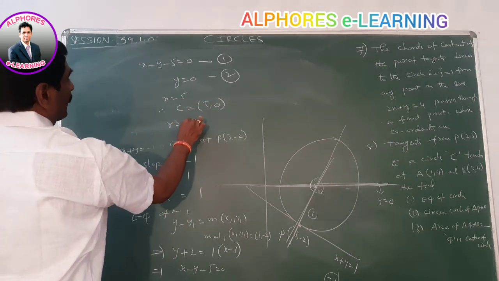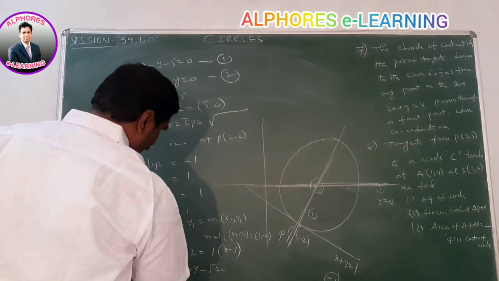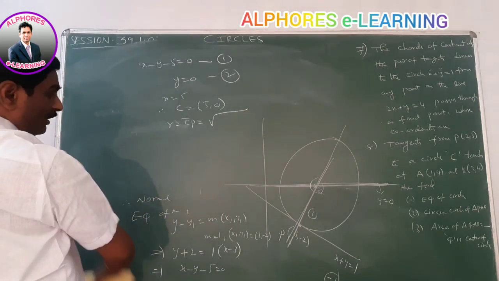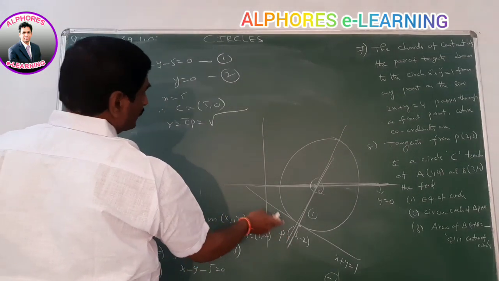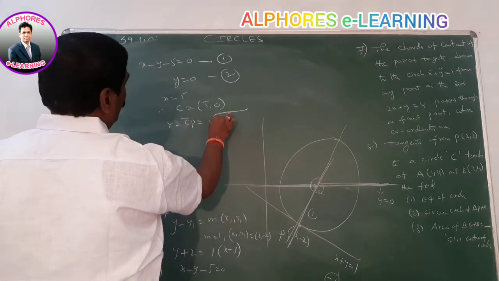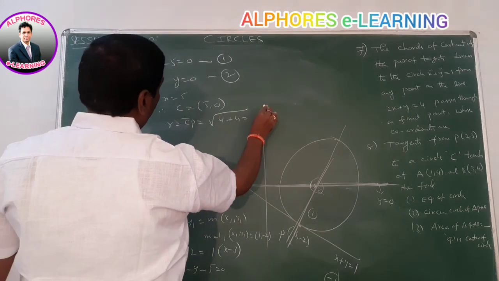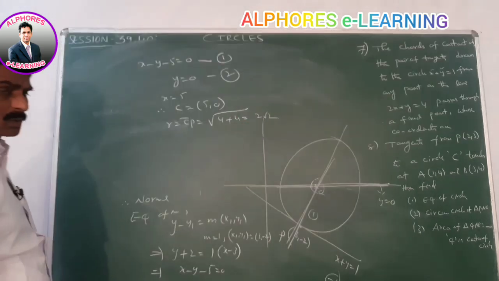The radius is nothing but CP. CP is the distance between C and P. C is 5 comma 0. P is 3 comma minus 2. That means 5 minus 3 whole square, which is 4, plus 4. That is equal to root 8, which is 2 root 2. The radius of the circle is 2 root 2.